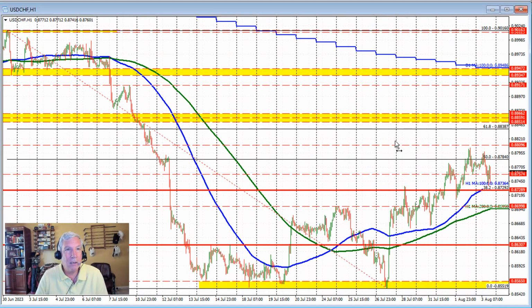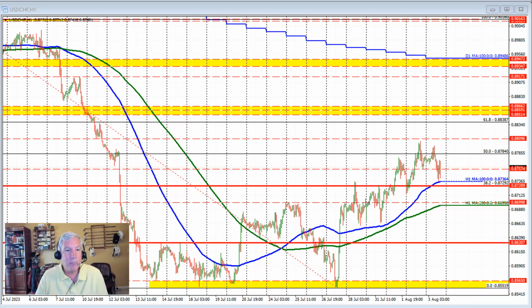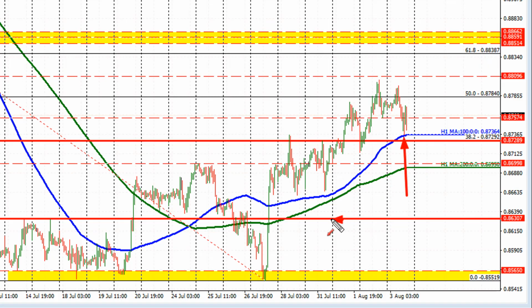Now, the move lower has taken the price to the key 100-hour moving average. That's the blue line in this chart. It's always present on all my charts, and going back in time, when you look at these lows right through here, this was the low on Monday, this was the low on Friday. Each time the price moved close to that 100-hour moving average, we found support buyers against that level, pushing the price back to the upside. So indeed, we are true to form. The pair did find support buyers against that 100-hour moving average at 0.87364, and we are currently trading higher at 0.8760.